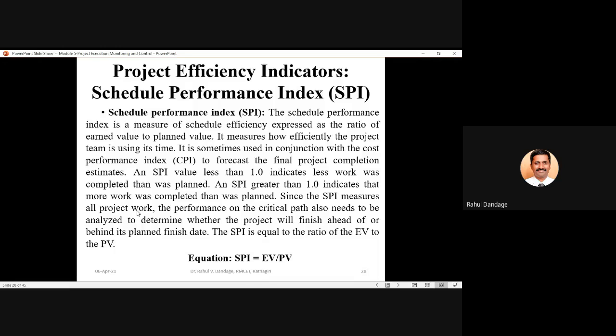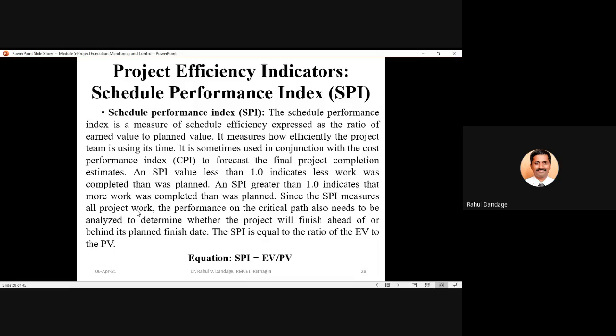This schedule performance index SPI is nothing but a measure of schedule efficiency expressed as the ratio of earned value to the planned value. So it is a kind of efficiency with respect to the schedule. It measures how efficiently the project team is using its time. It is sometimes used in conjunction with the cost performance index, that is CPI, to forecast the final project completion estimates. And a schedule performance index value less than 1 indicates that less work has been completed than was planned.